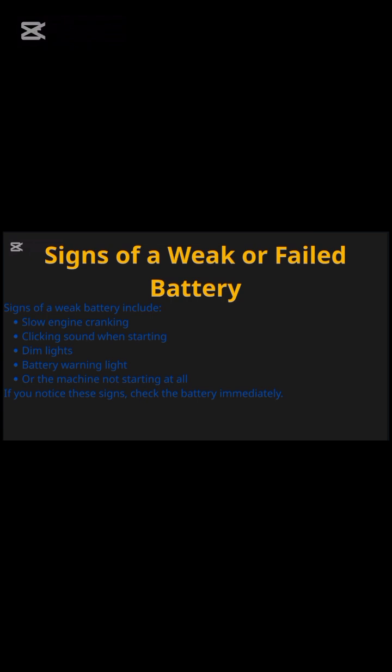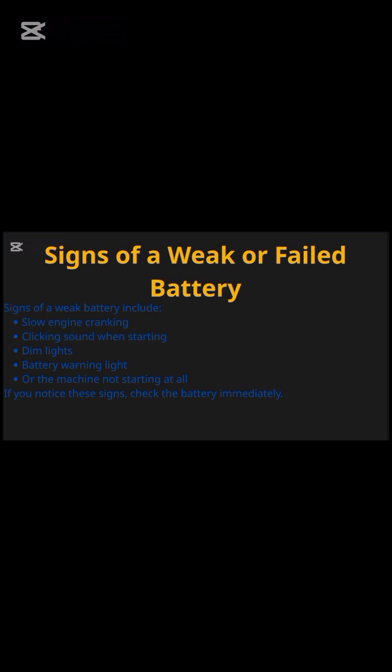Signs of a weak or failed battery. Signs of a weak battery include: 1. Slow engine cranking. 2. Clicking sound when starting. 3. Dim lights. 4. Battery warning lights on the dashboard. 5. The machine not starting at all.